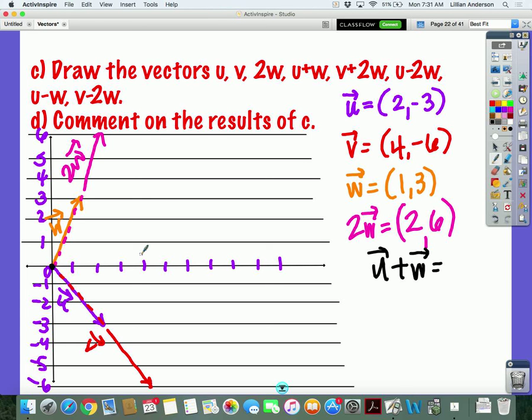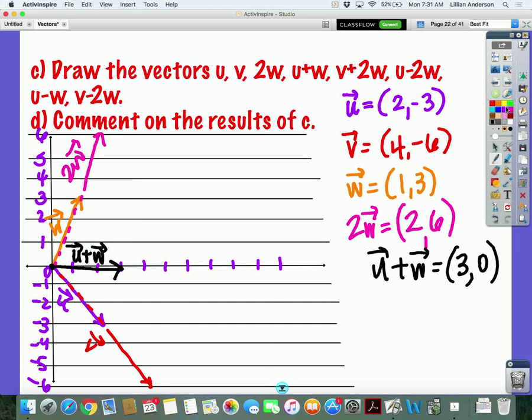Algebraically, to figure that out, you do exactly what you think. You add vector u and you add vector w. What's 1 plus 2? Well, that's 3. What's negative 3 plus 3? That's 0. So you already know that your terminal point is going to be at 3, 0, and there you go. That's vector u plus vector w.